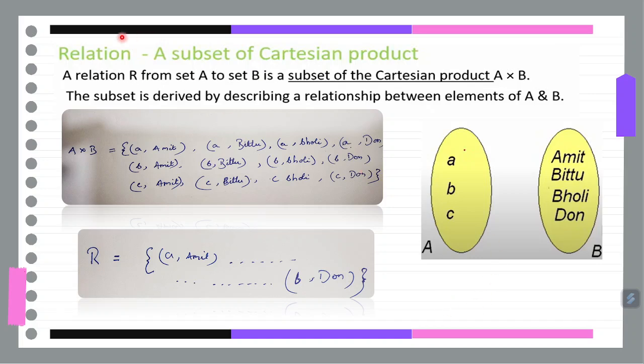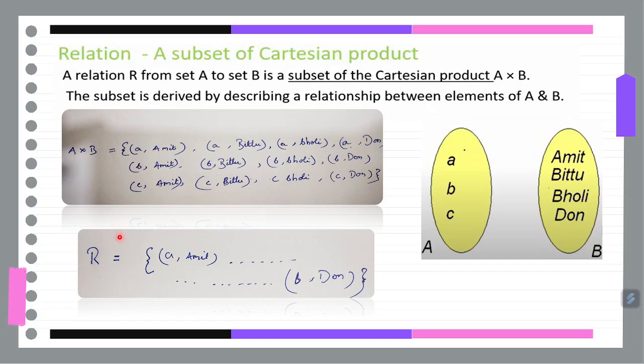A relation is a subset of a Cartesian product. That means a relation R from set A to B is a subset of the Cartesian product A cross B. Say set A contains a, b, and c, and set B contains a few names such as Amit, Bittu, Bholi, and Don. If we define their Cartesian product A cross B, that is a Amit, a Bittu, a Bholi, a Don, b Amit, b Bittu, and so on. These are the elements of A Cartesian B.